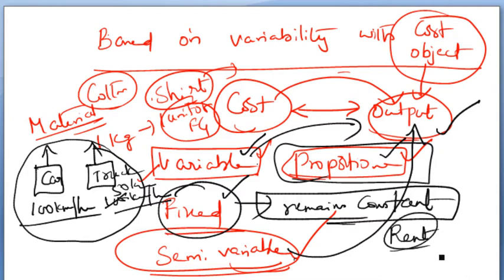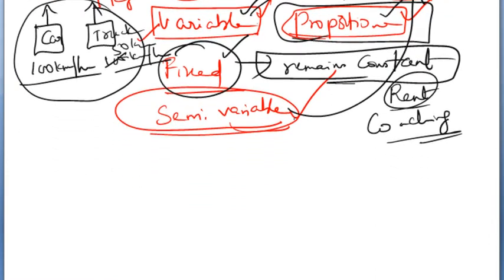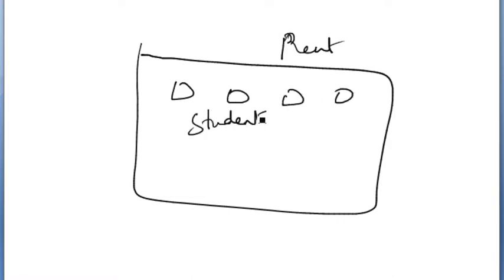For example, you're running a business of coaching classes. Or say, for example, there is a college. Now, this is the classroom. For this classroom, you have to pay rent, okay? And you'll be having lots of students here, right, Nana? You'll be having lots of students.